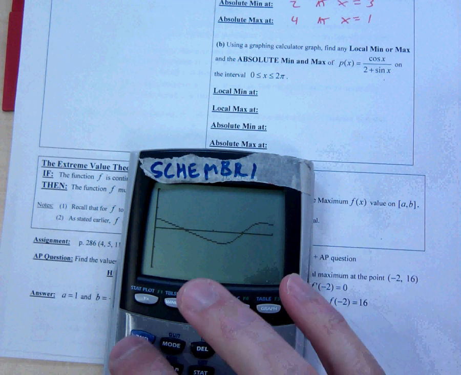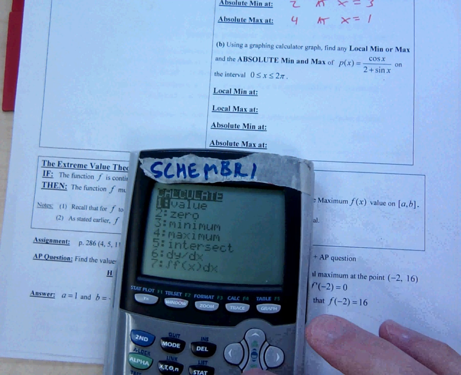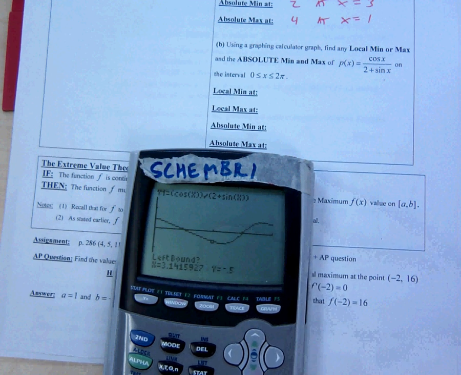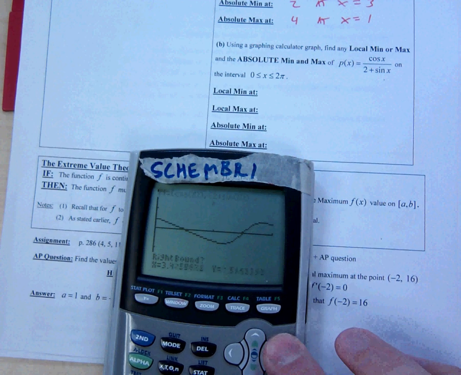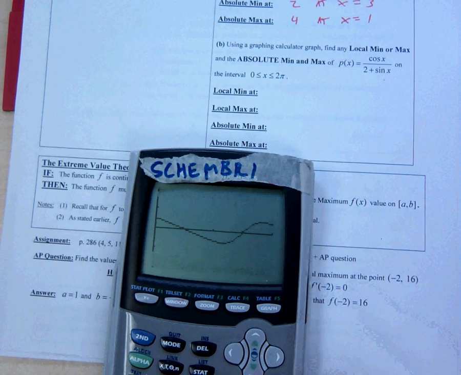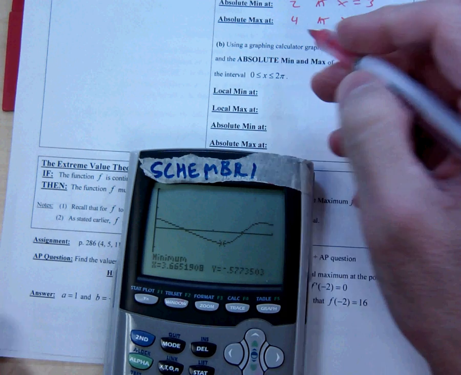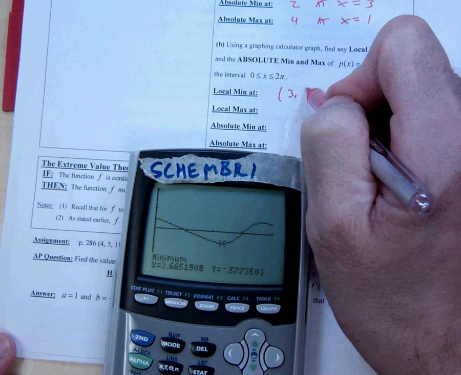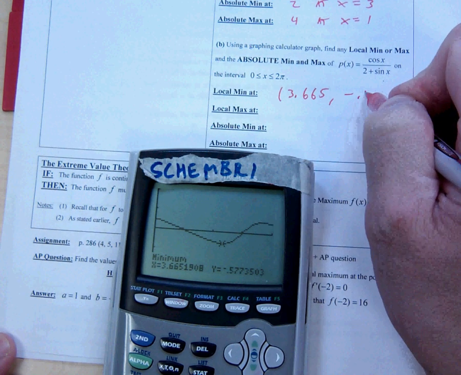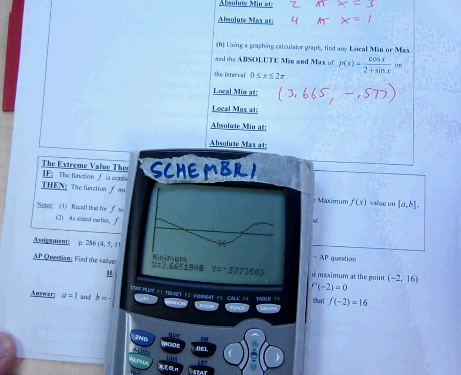Second, trace, right? Minimum. And then, am I to the left of my minimum? Yeah, just hit enter. For right bound, you move to the right of my minimum point, hit enter. And guess, you move down here. Okay, so there you go. So 3.665 comma -0.577. Everybody agree? That's my min, local min.